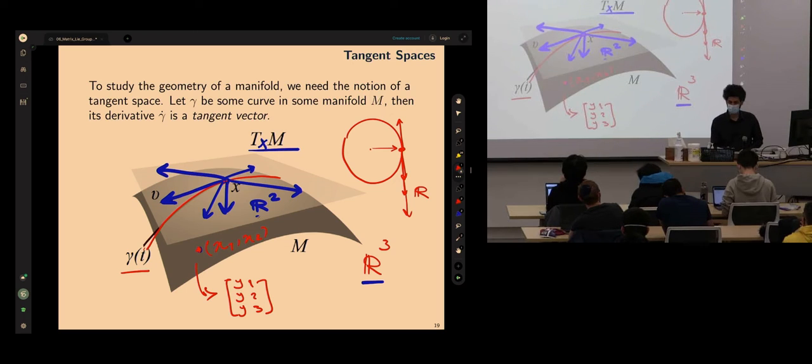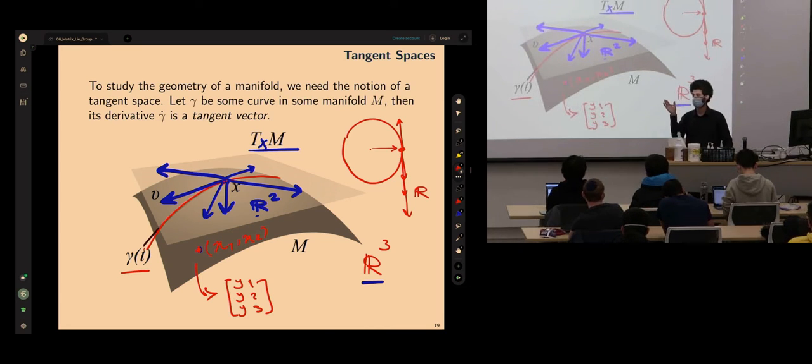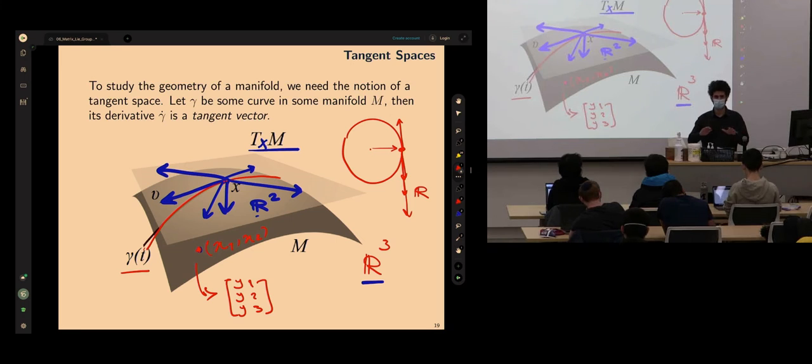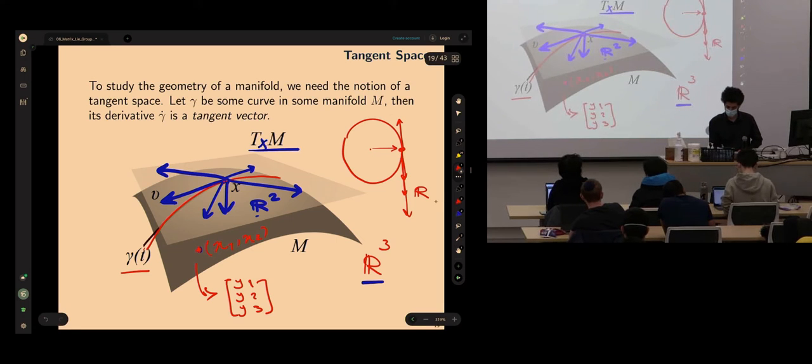This dimension is captured nicely by the tangent space, which is 2. For the circle, it's 1. If you know the angle, you know where you are on the circle. So the dimension of this manifold is 1, even though it's embedded in the R2 plane. So the ambient space here is R2, right?